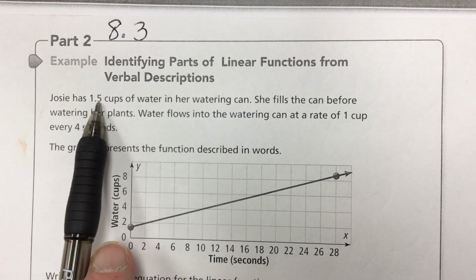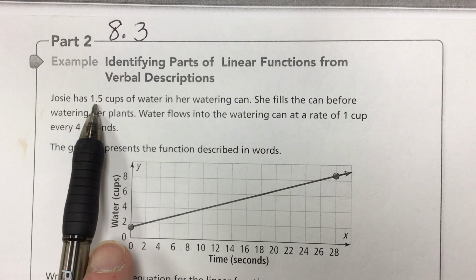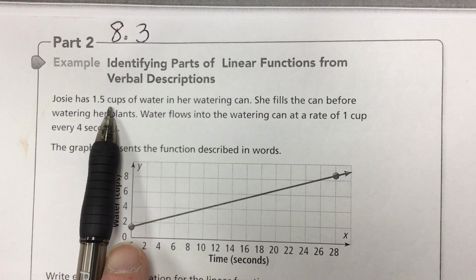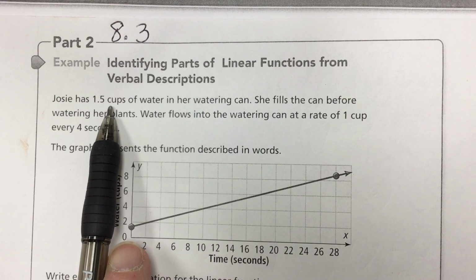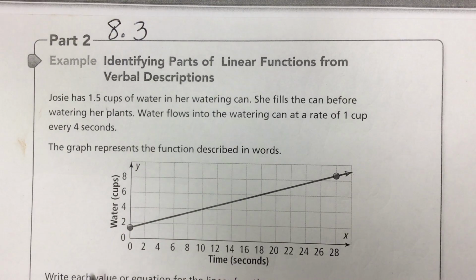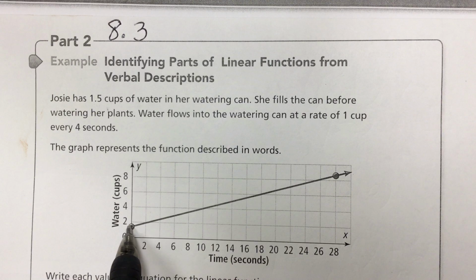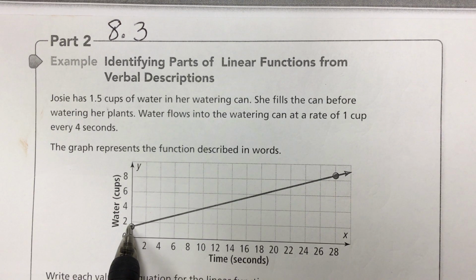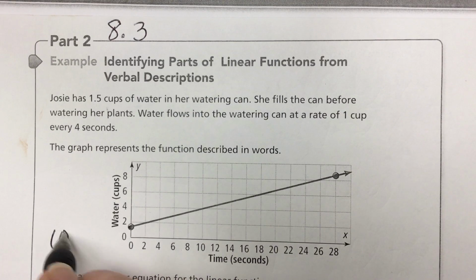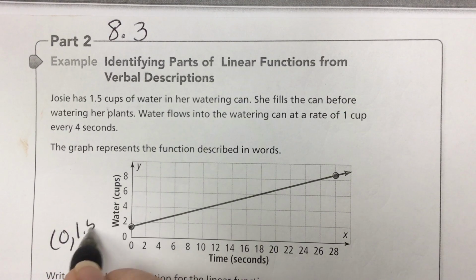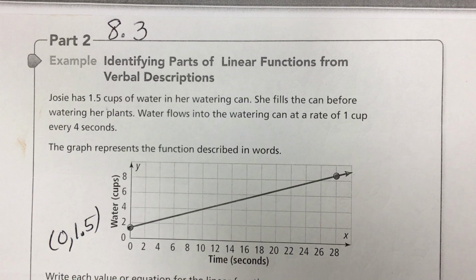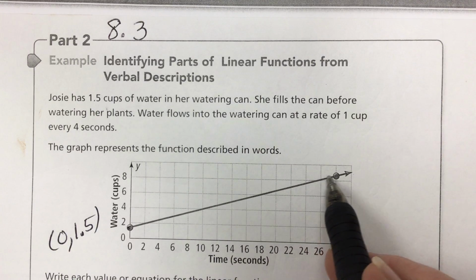You see her initial value, where she had 1.5 cups of water in her watering can. That's her initial value. That's where the graph will touch the y-axis. Look at my graph touching the y-axis right there at 1.5. So the name of that point is (0, 1.5). That's the initial value. You see this line is going upward with a positive slope.